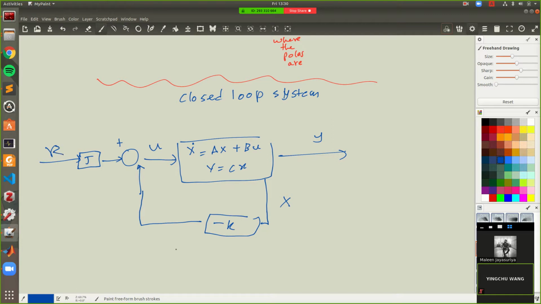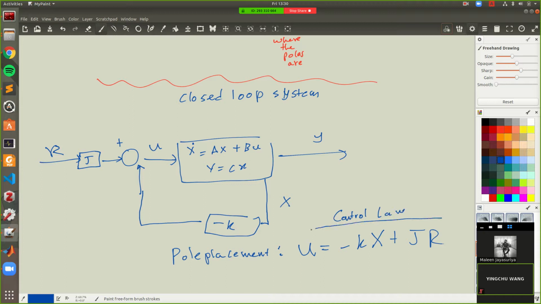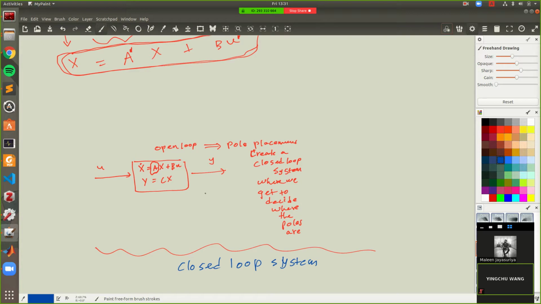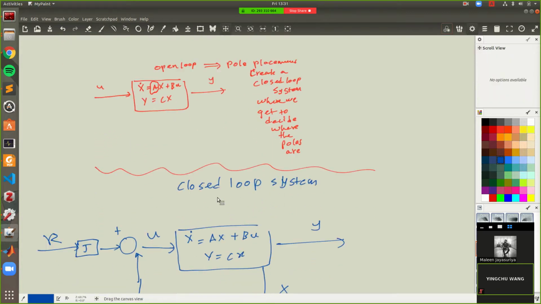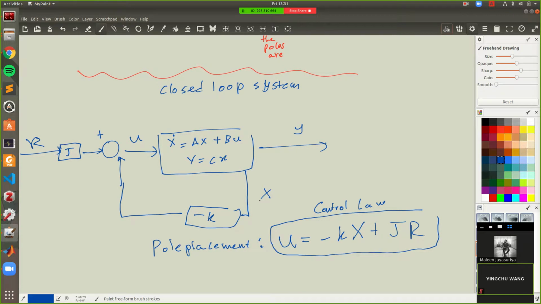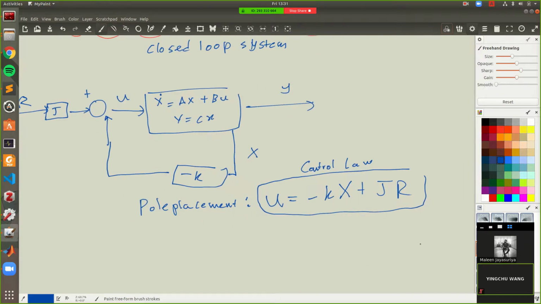So basically this is what pole placement is. Pole placement is setting your input to equal minus K into your states. So you measure the states somehow, plus J into some sort of reference value. This is what we call a control law. This is where the control takes place. So we readjust. This is what the system used to look like. It's an open loop system. We readjust the system such that our input to the system becomes minus Kx plus Jr.